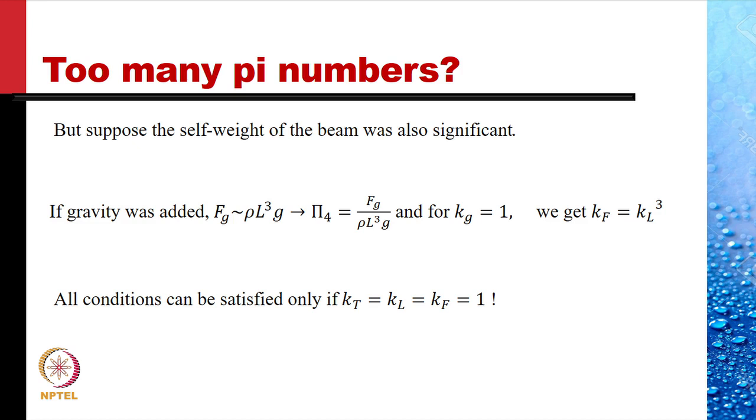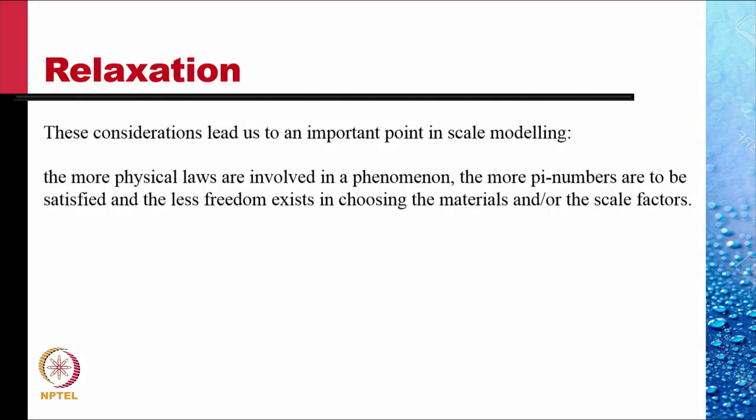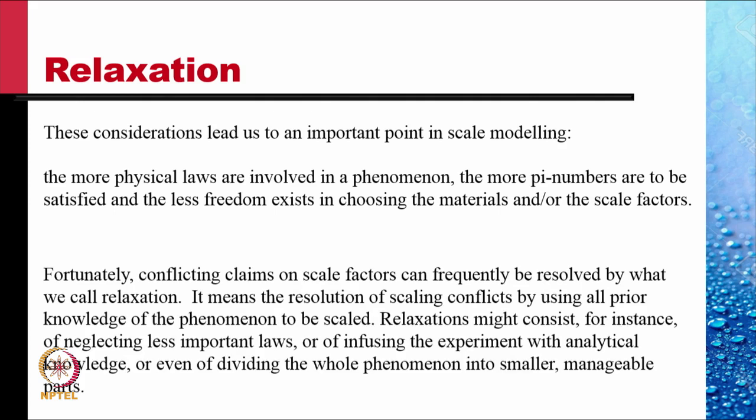So what do we do? These considerations lead us to an important point in scale modeling. The more physical laws are involved in the phenomena, the more pi numbers are to be satisfied and the less freedom exists in choosing the material and or the scale factors. Fortunately, conflicting claims on scale factors can frequently be resolved by what we call relaxation. It means the resolution of scaling conflict by using all prior knowledge of the phenomena to be scaled.